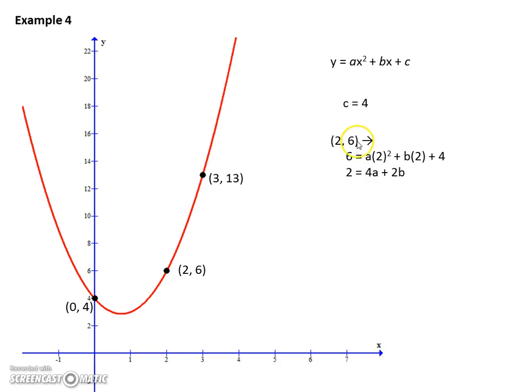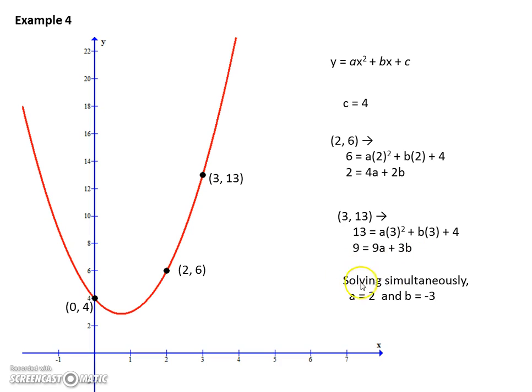But now what we do is we just take the other points and we substitute in for x and y. So 6 is ax squared plus bx plus c, so we put in 2 for x and 4 for c, and we do the same with this point, substitute in for y and x, and now we have two equations with two unknowns, which you can solve simultaneously in a number of different ways. There's another video on that you can look up. So now we've got our values for a, b and c.